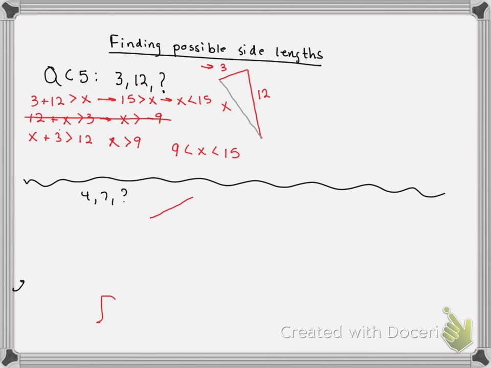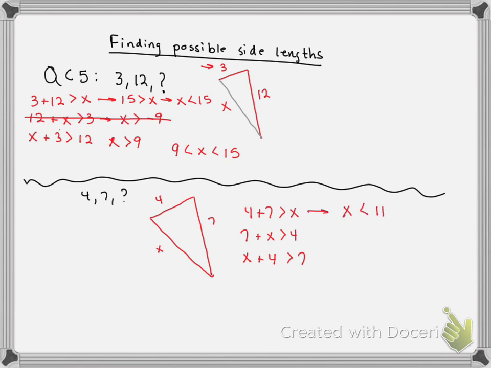Okay, so this is another example of that. We'll draw the triangle. Okay, and then we'll just call this side X. So 4, 7, and a missing third side length there. Okay, so starting at the 4, 4 plus 7 has to be greater than X. 7 plus X has to be greater than 4. And X plus 4 has to be greater than 7. So the first inequality tells us that X has to be less than 11.